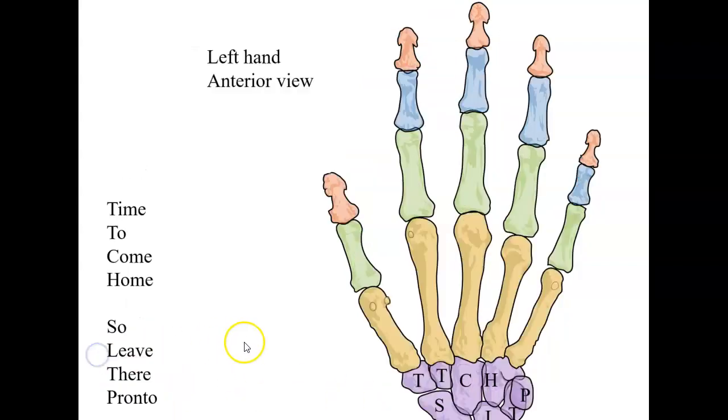Now you have to be careful because you want to make sure that you understand that the left hand would have the mnemonic going in an opposite direction. So here we have it going from thumb to pinky, distal row, time to come home, thumb to pinky, proximal row, so leave there pronto. Trapezium, trapezoid, capitate, hamate, scaphoid, lunate, triquetrum, and then pisiform.